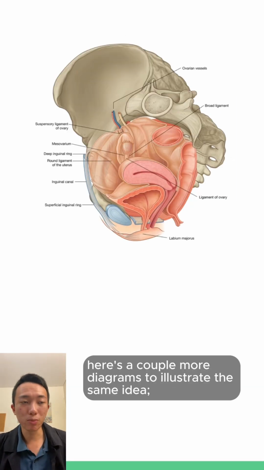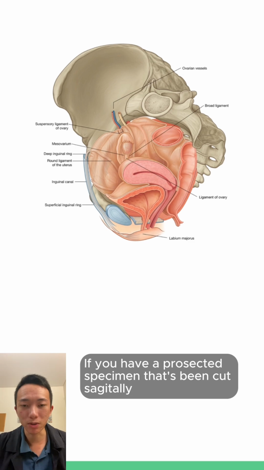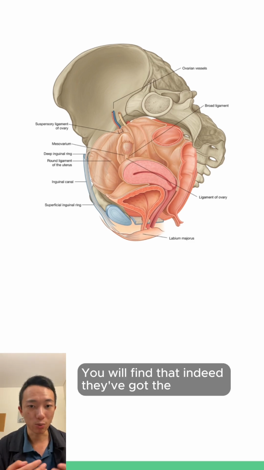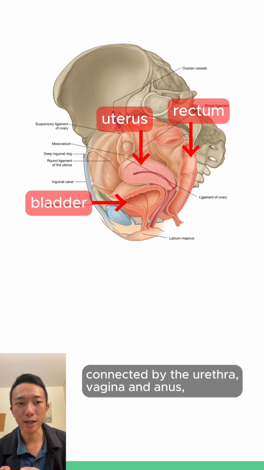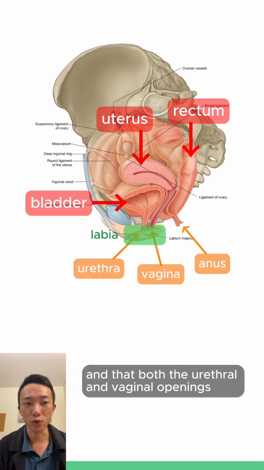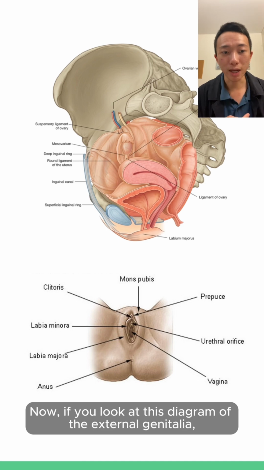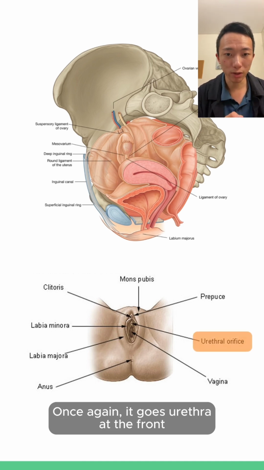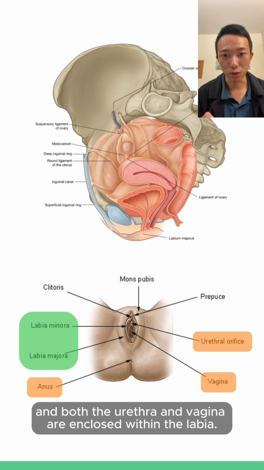So to summarize, here's a couple more diagrams to illustrate the same idea. This first one is similar to what you might see in the anatomy lab if you have a prosected specimen that's been cut sagittally. You will find that indeed you've got the bladder in the front, uterus in the middle, and rectum at the back, connected by the urethra, vagina, and anus, and that both the urethral and vaginal openings are enclosed within the labia. Now, if you look at this diagram of the external genitalia, once again, it goes urethra at the front, vagina in the middle, anus at the back, and both the urethra and vagina are enclosed within the labia.